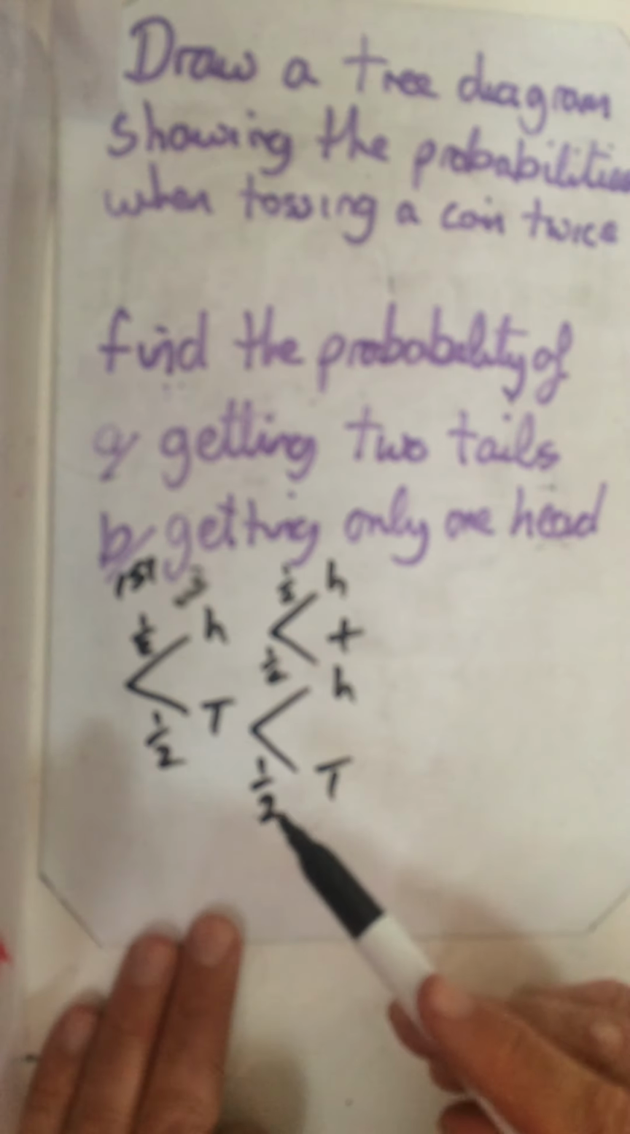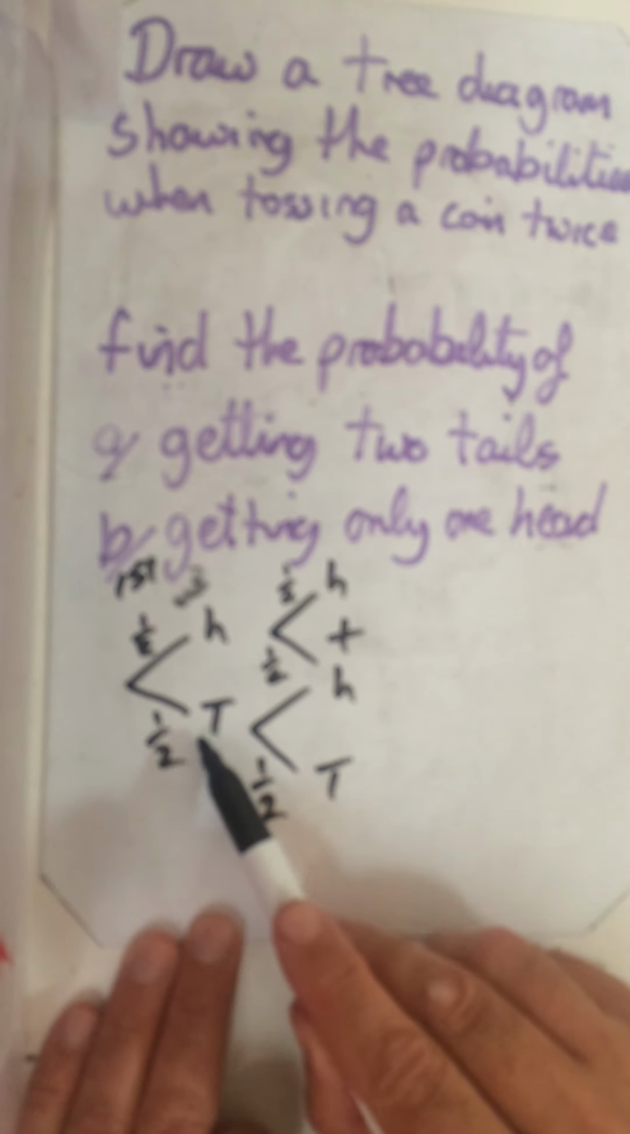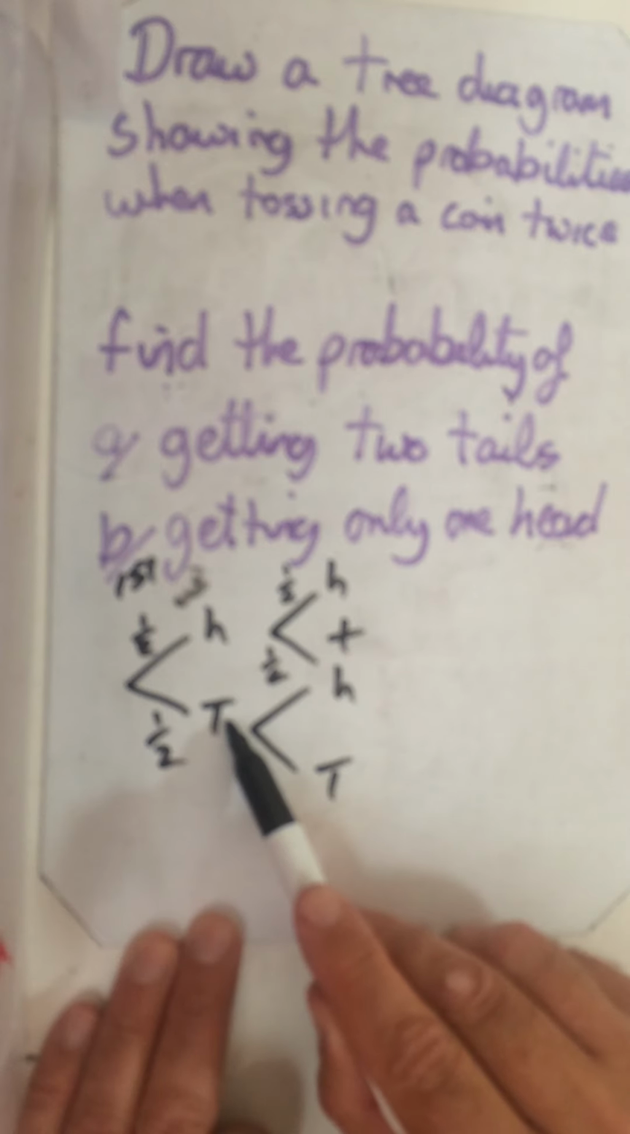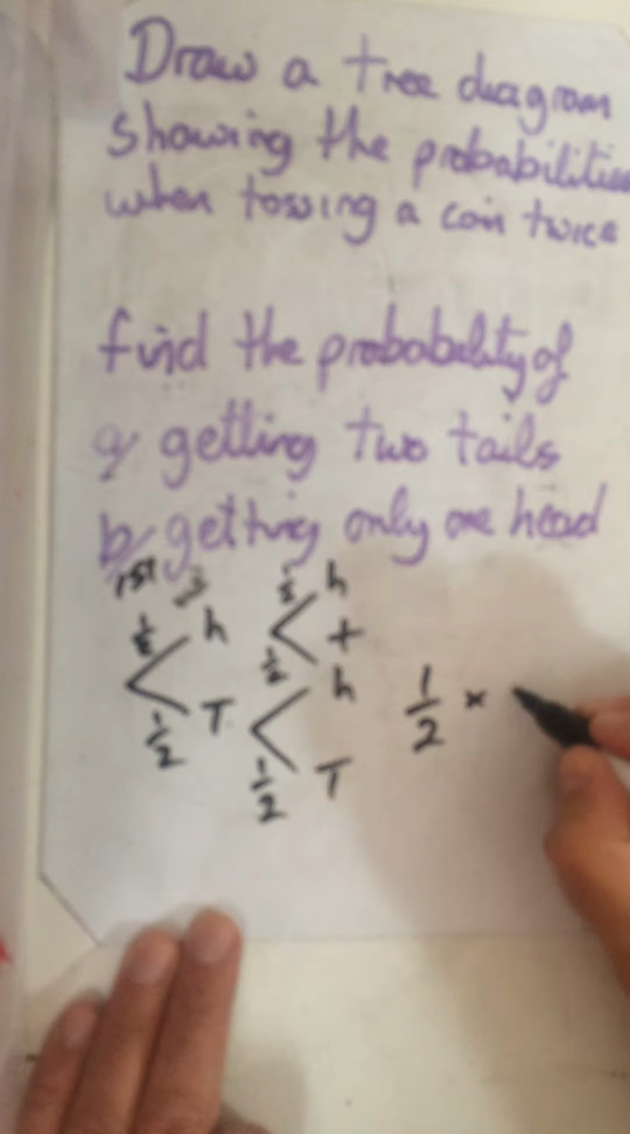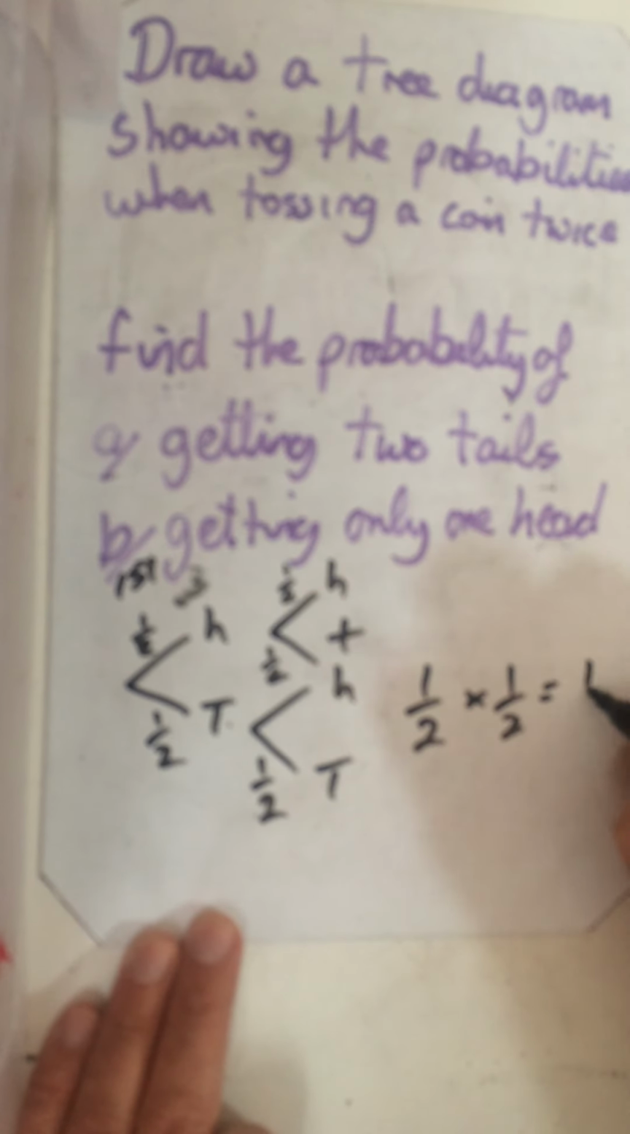So the probability of getting two tails is a 1 in 2 chance to get to here, then another 1 in 2 chance, so it's a 1 in 2 times a 1 in 2, so it's a 1 in 4 chance of getting tails twice, of getting tails on both coins, okay.